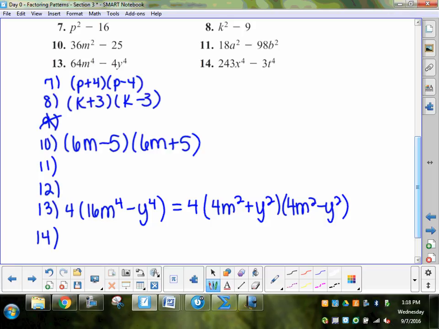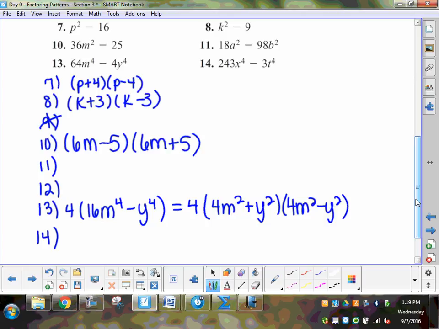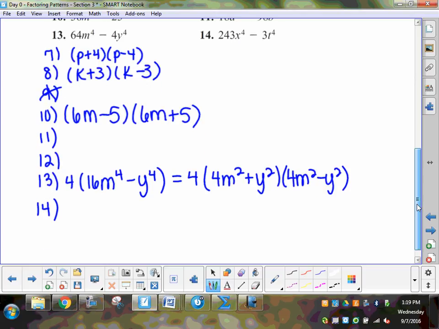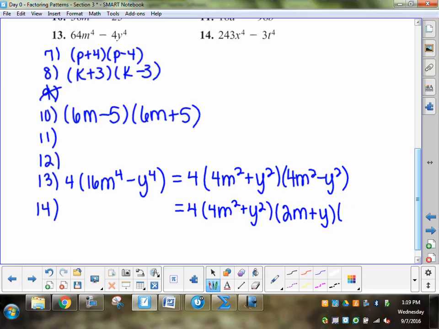Who can tell me what we can keep doing on this? Go ahead. Factor 4. Which one? I'll put 2m plus y and then minus y. There you go. So over here, this is going to stay the same. This is 4m squared plus y squared. We can't factor down the sum of cubes, but this is going to become 2m plus y and 2m minus y. That would be the final answer.